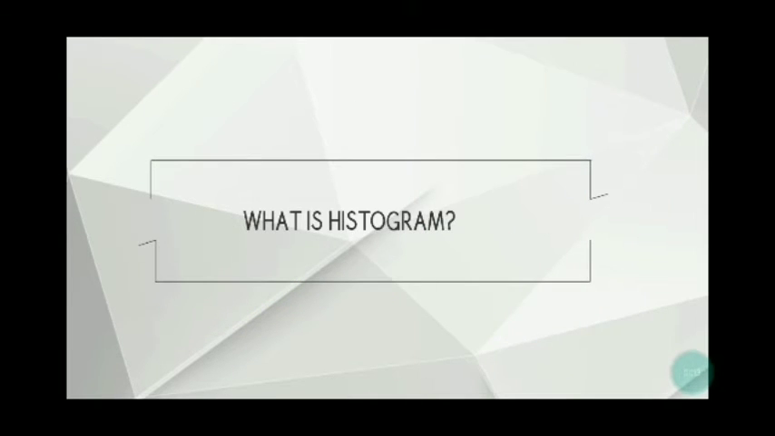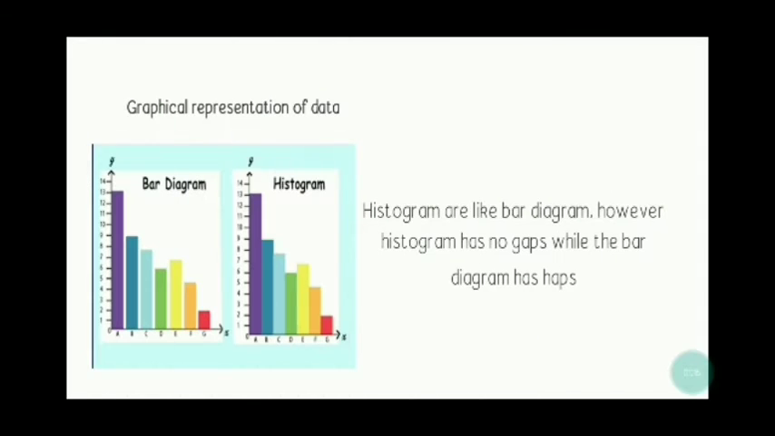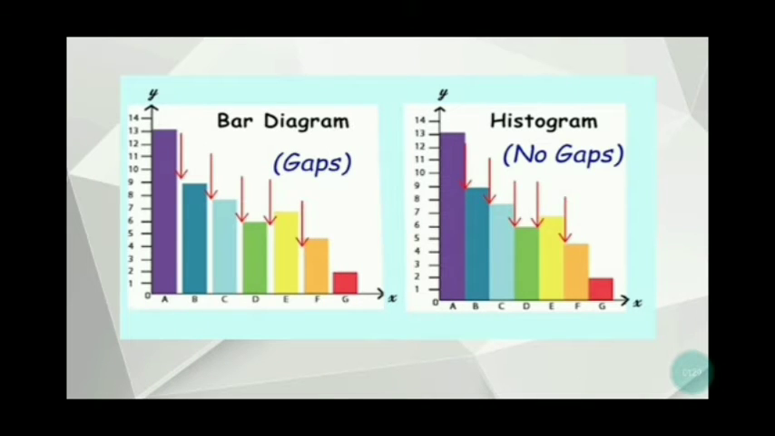In an ungrouped data, we can get the precise value of a particular event. But this method is not possible for the group data. So group data can be easily represented through histogram. So what is histogram? Histograms are like bar diagrams. However, a histogram has no gaps, while the bar diagram has gaps, like shown in the figure.